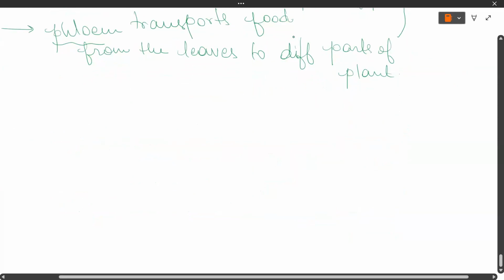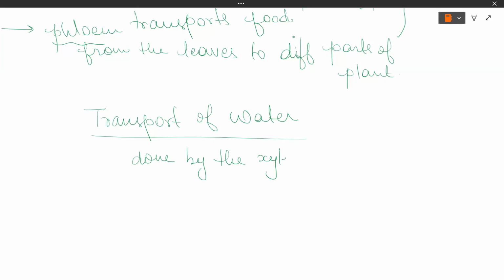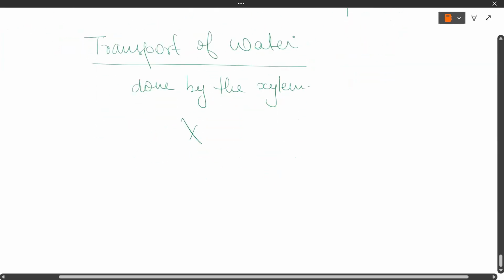Now let us talk about it individually. If we are talking about the transport of water, obviously we know that the transport of water is done by the xylem. Now, do you know what are the different components of the xylem?